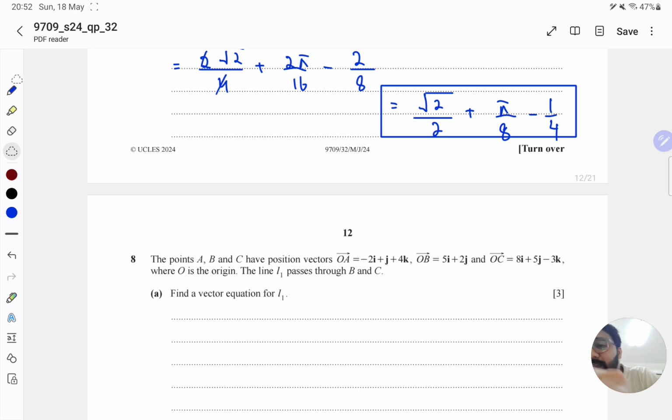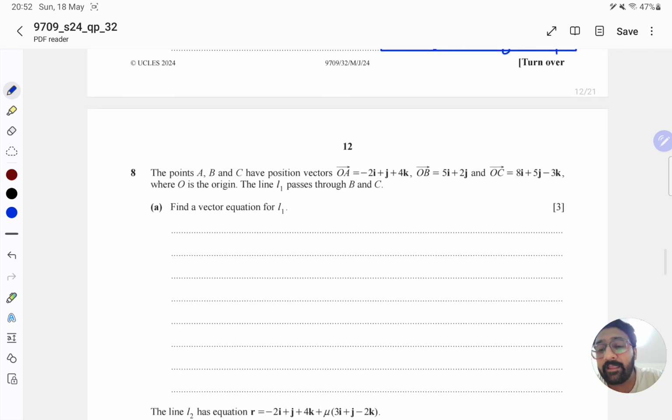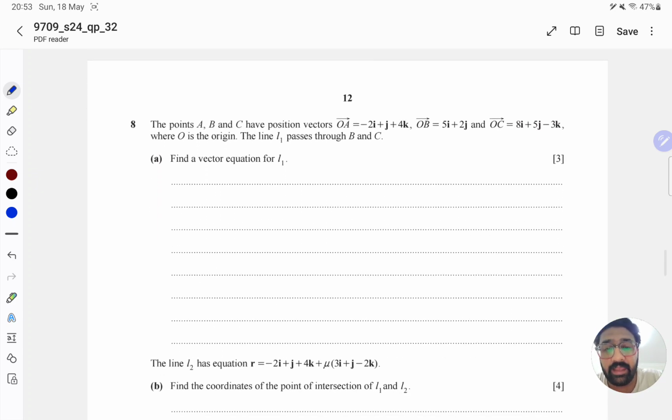Let's move to the next question. Question number 8 says that points A, B and C have position vectors as given, where O is the origin. The line L1 passes through B and C. Find a vector equation for L1. So the vector equation for L1 is basically through B, C. Now first of all, we will find out the direction vector.